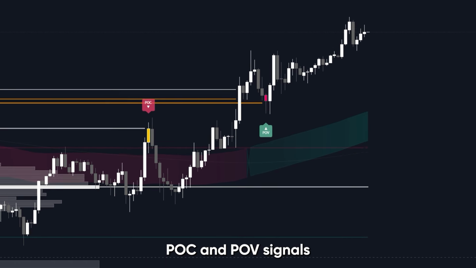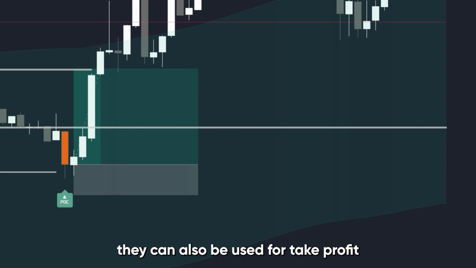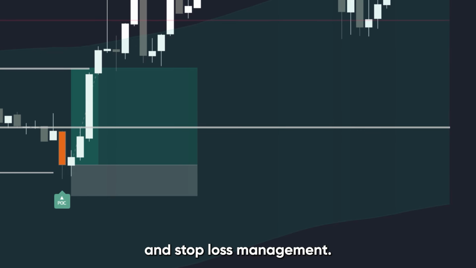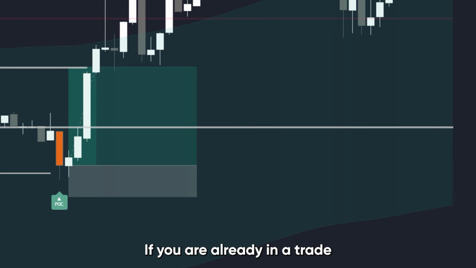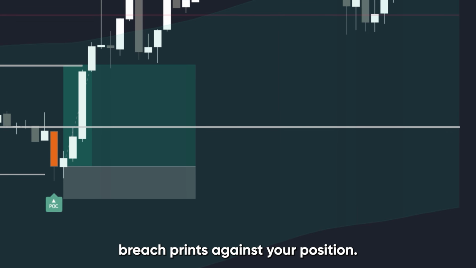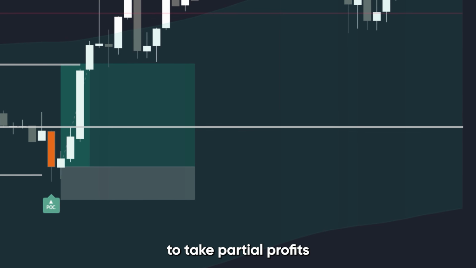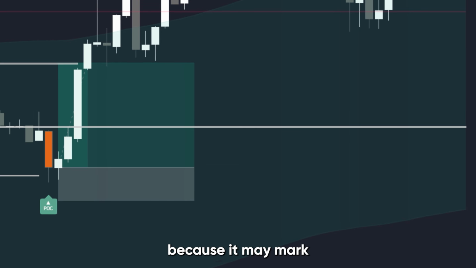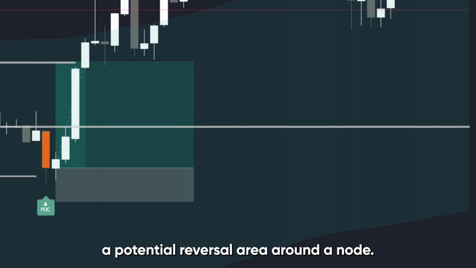POC and POV signals are not only useful for entries, they can also be used for take profit and stop loss management. If you are already in a trade, and a strong opposite side POC or POV breach prints against your position, that can be a reason to take partial profits or even close the trade, because it may mark a potential reversal area around a node.